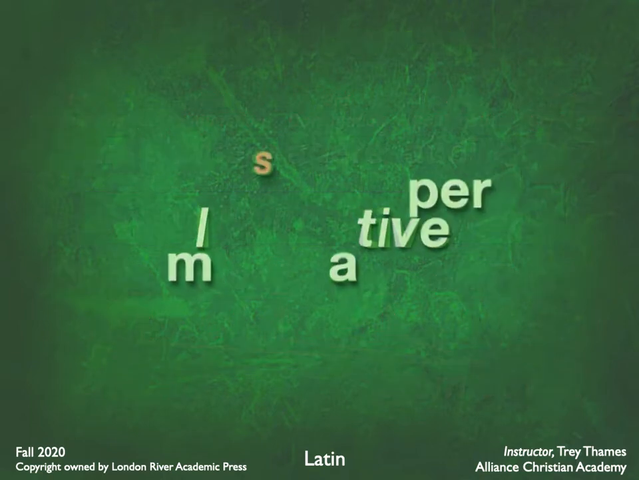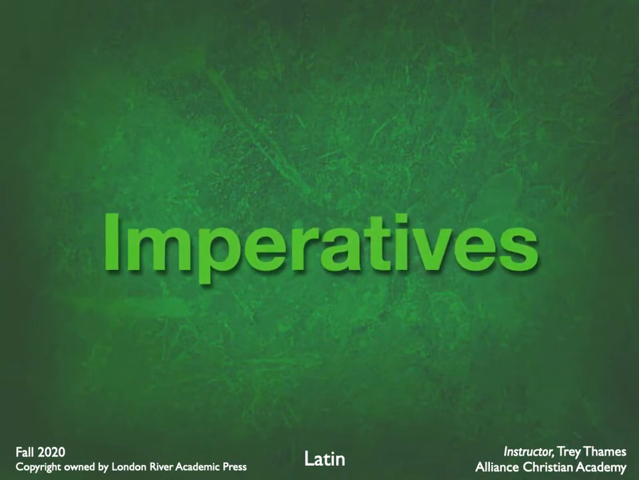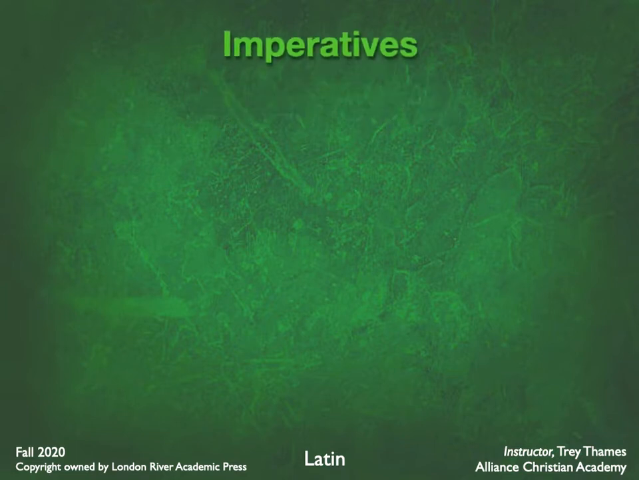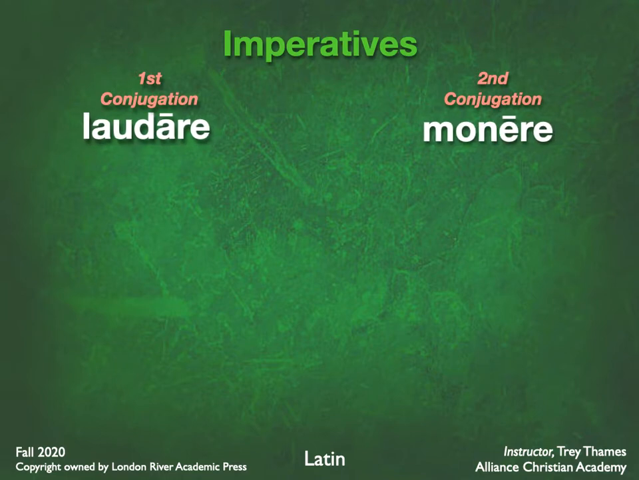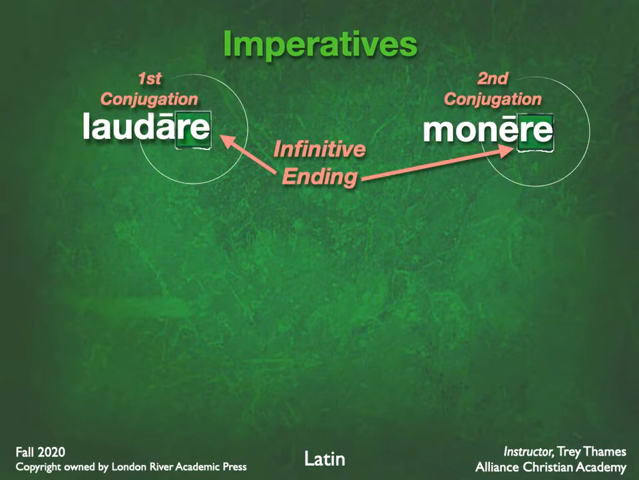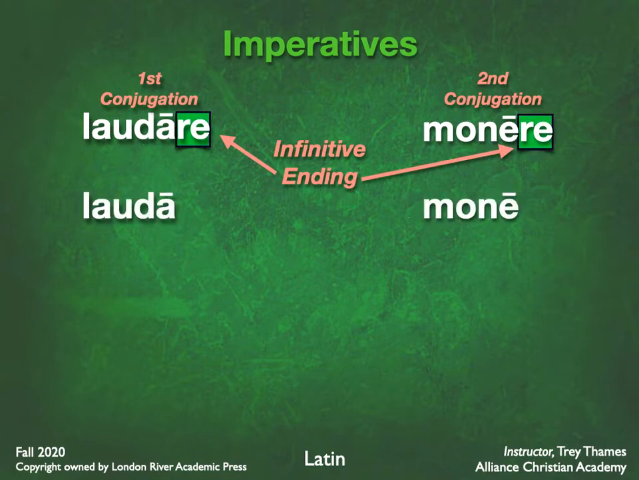Okay. We also learned about imperatives, which again is a command, right? And that's a pretty simple lesson that you learned last year. You take the infinitive. In this case, we've got laudare and monere, and there's your infinitive ending, the re. And you just drop that off. And that gives you your imperative. Lauda, mone, praise, warn. It's a command, but it's a command to one person.